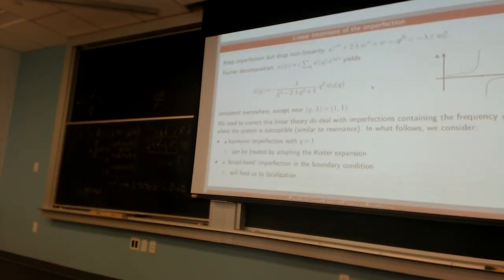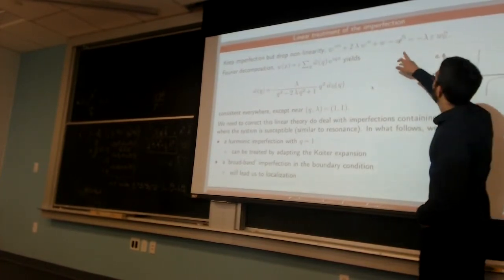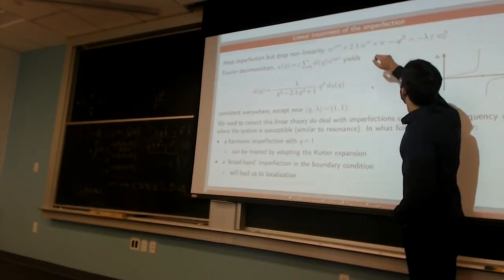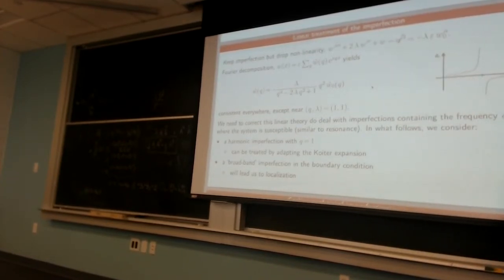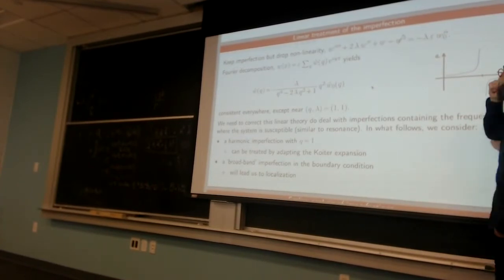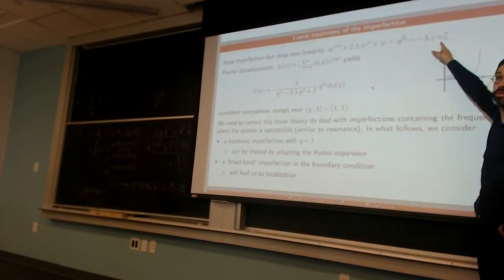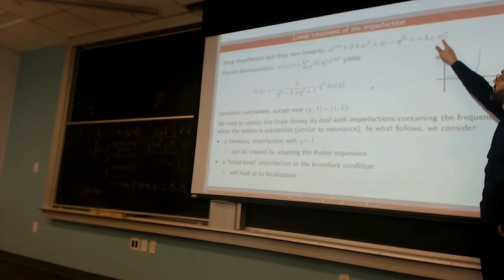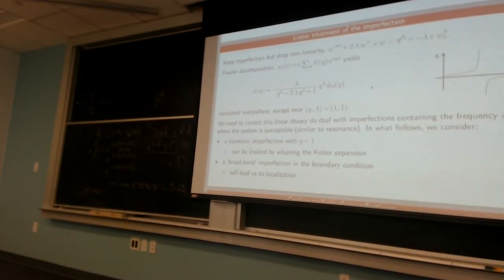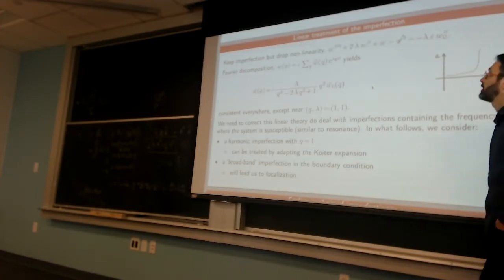Okay, so now we remove... We don't want to tackle the two difficulties at once, so we remove the non-linearity, but we restore the imperfection. So this W naught is a given function. Okay, now it's a linear problem, and you can solve it by Fourier decomposition.